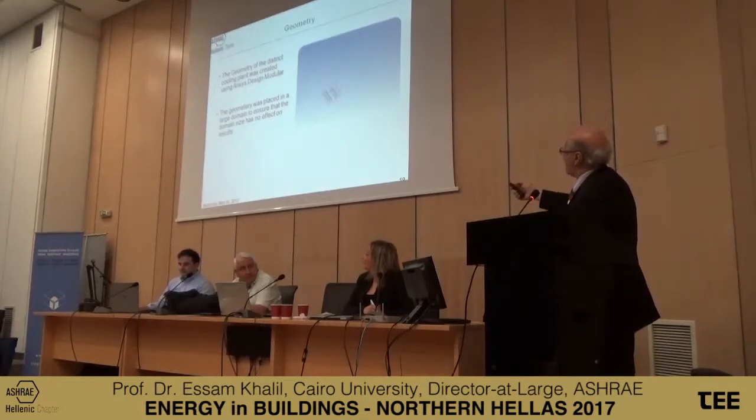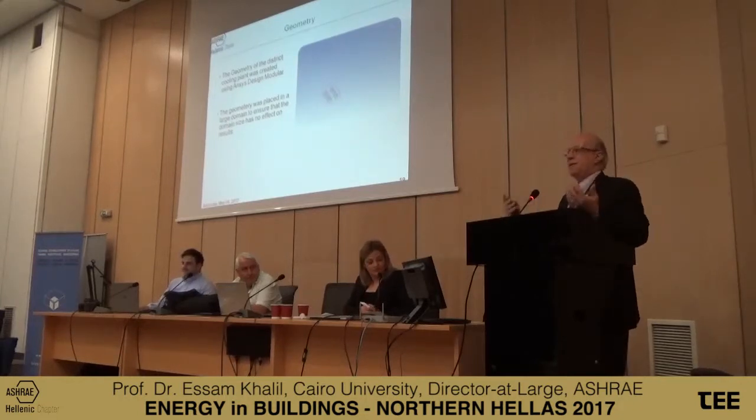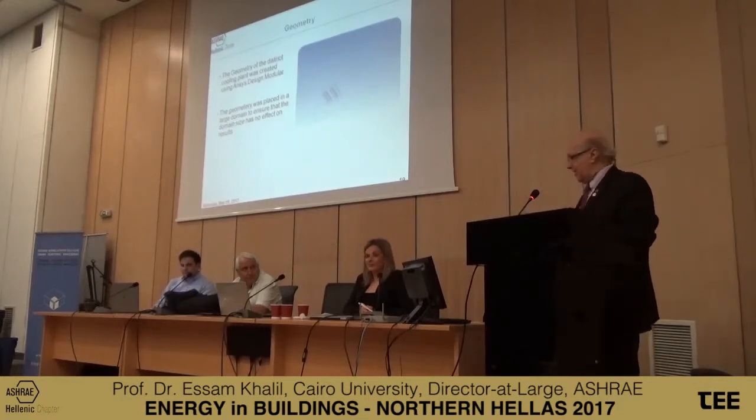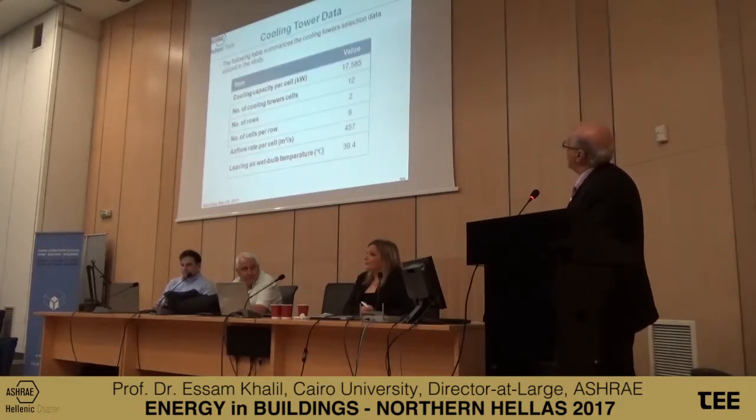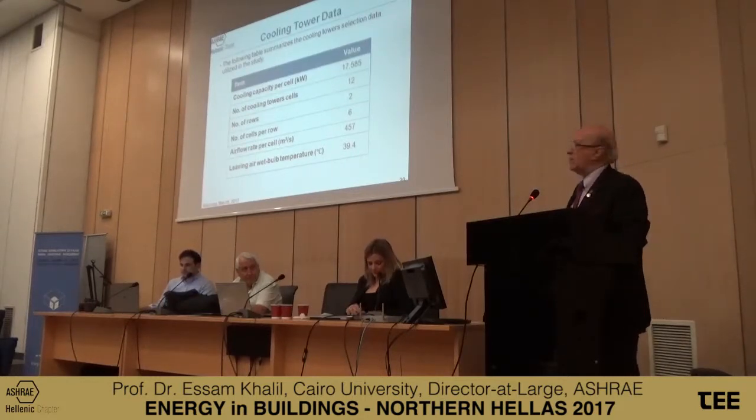So we have the equations and we solve them, in what we call computational fluid dynamics. We select, for example, here you have your cooling towers. Because the cooling towers are sizable, we have to take our domain of calculation much bigger than that, taking into account all the surrounding effects and boundary conditions. In this case we have a large cooling tower whose capacity is 17,000 kilowatts, or 17 megawatts, and we have two cells and two rows.